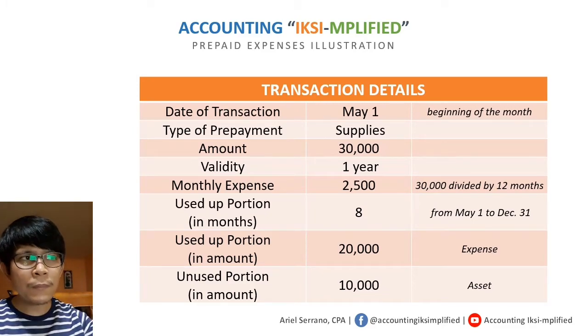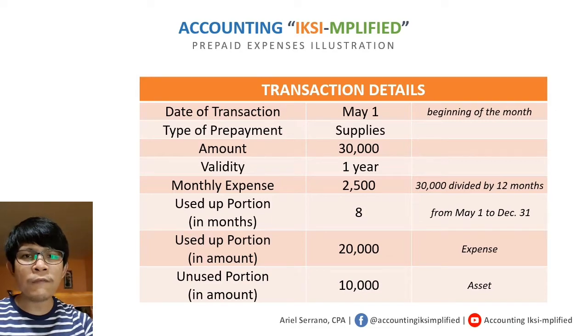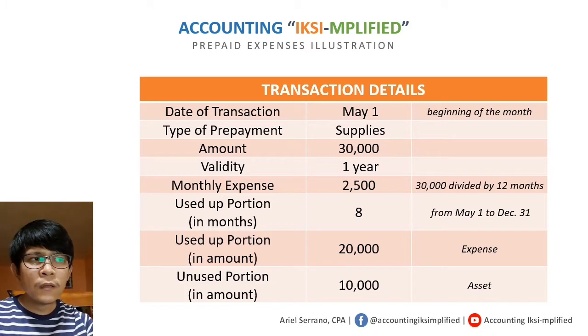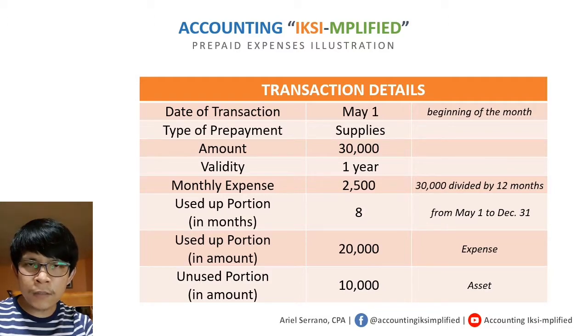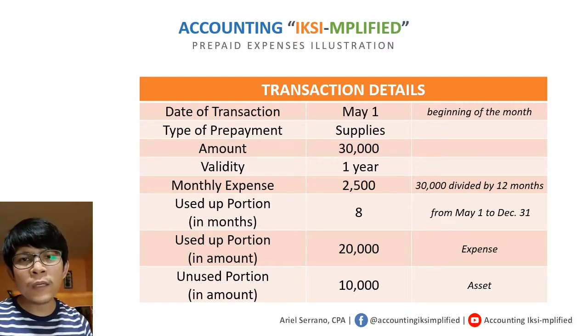The type of prepayment is supplies. Yung amount is 30,000, which is good for 1 year. And you can see here the monthly expense of 2,500. Sir, papaano po natin kinuha yung 2,500? Kung yung 30,000 good for 1 year, o 30,000 divide lang natin ng 12 months. Kasi sa isang taon, meron tayong 12 months. So, you will arrive at 2,500. Ang ibig sabihin nito, sa isang buwan, kung straightforward na yung periodic allocation ng expense ay equally, so 2,500 kada buwan ang supplies expense dapat natin.